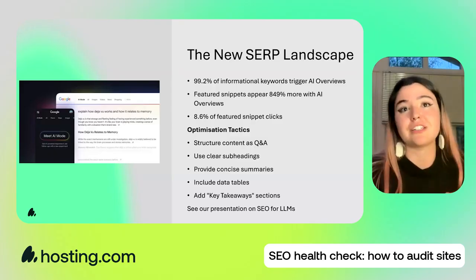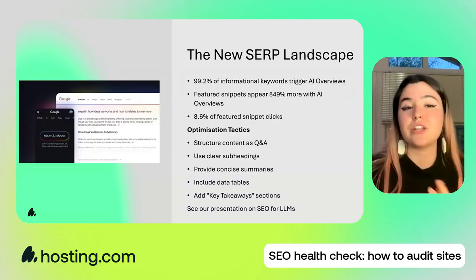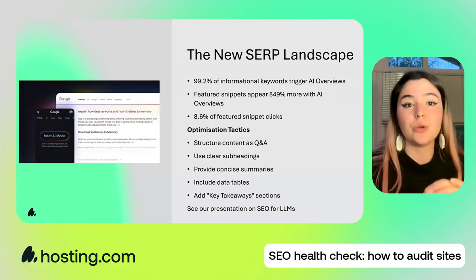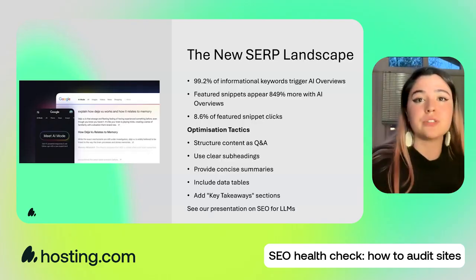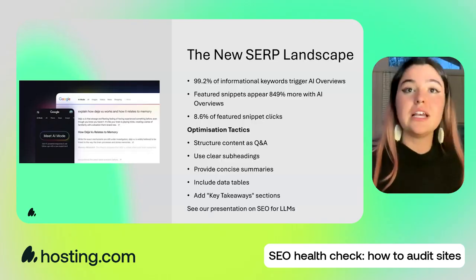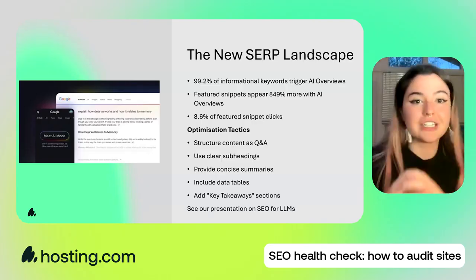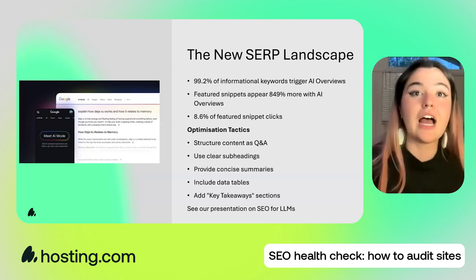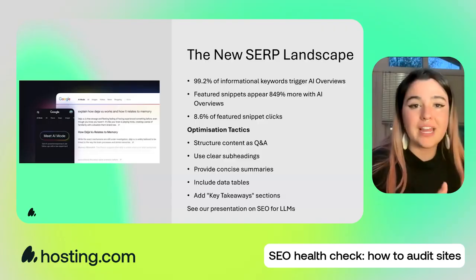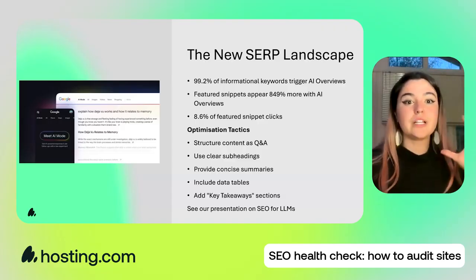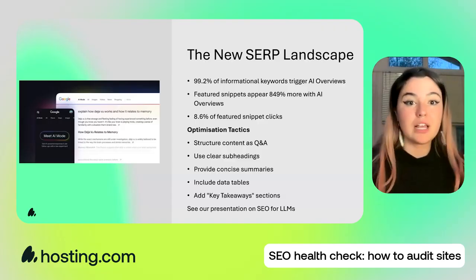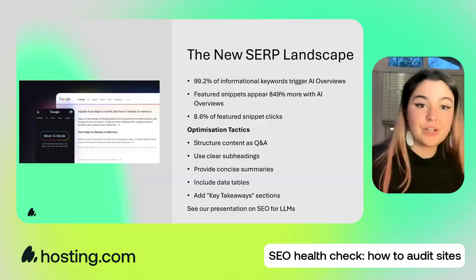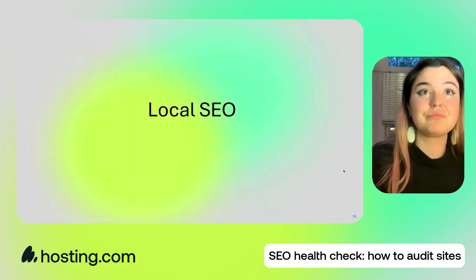We need to make sure that our content is structured. We can use headings. We can use bulleted lists. We could use things in quotes, different ways to make it easy to chunk that content and serve it up in different places in the SERP. We can include data tables, key takeaways, and other things that just quickly snapshot whatever we're talking about so that it could be taken and put in front of the user.